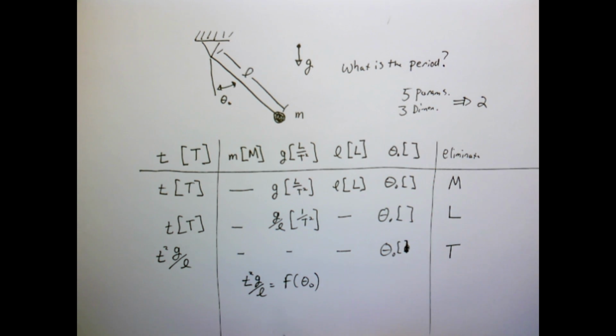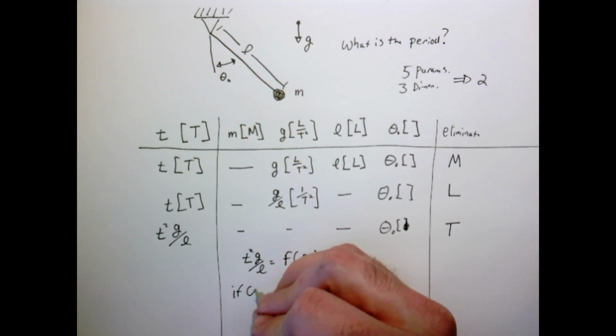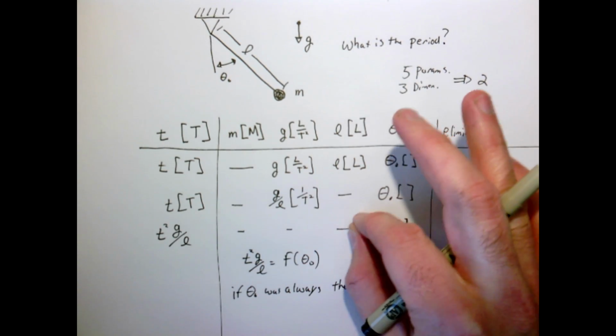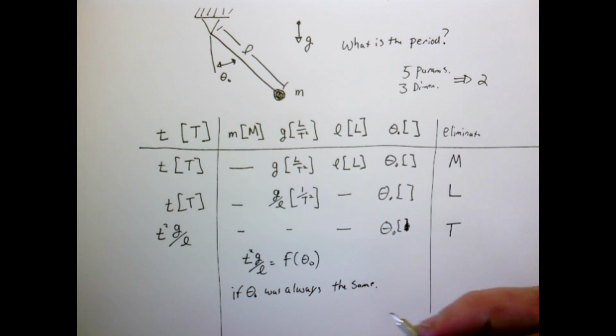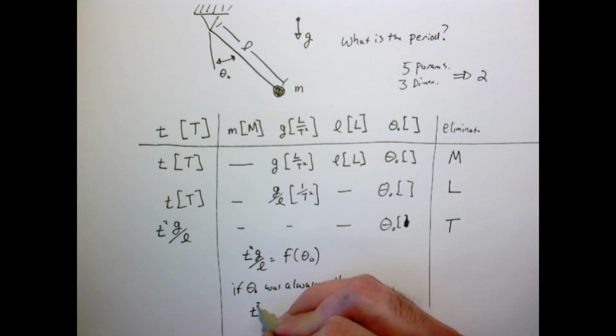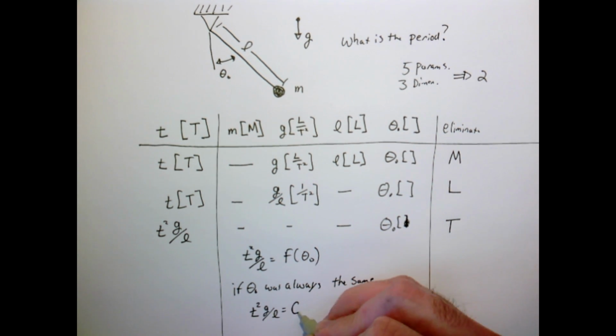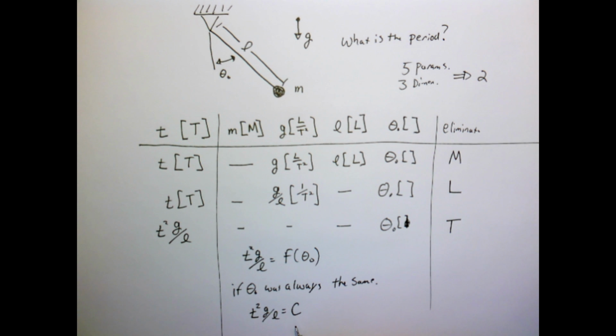So that tells me there's two dimensionless parameters, this and this. Now the analysis doesn't tell us what this function is. That had to come from experiment or some other analysis, but it tells us that these two things are related. If the initial angle was always the same, so I always pulled it back, say to like 45 degrees, then that would tell me that t squared g over L is a constant. We don't know what this constant is from our dimensional analysis, but we know it would just be a constant.